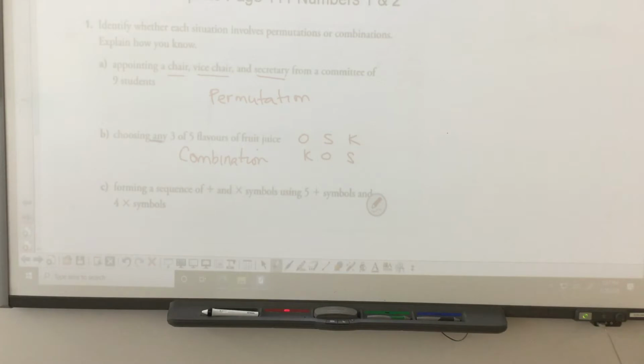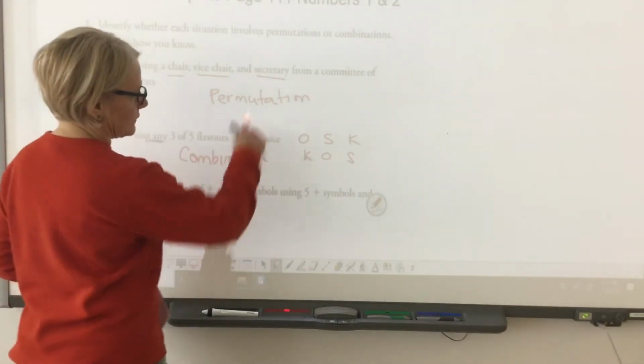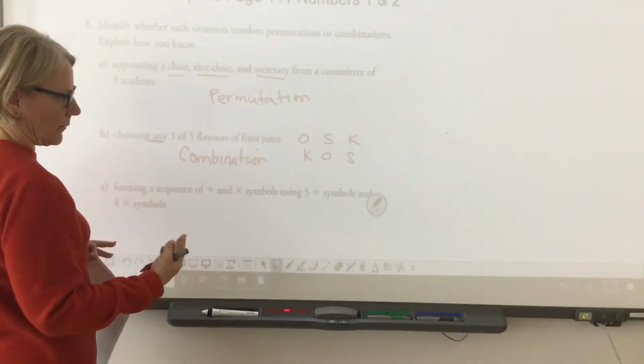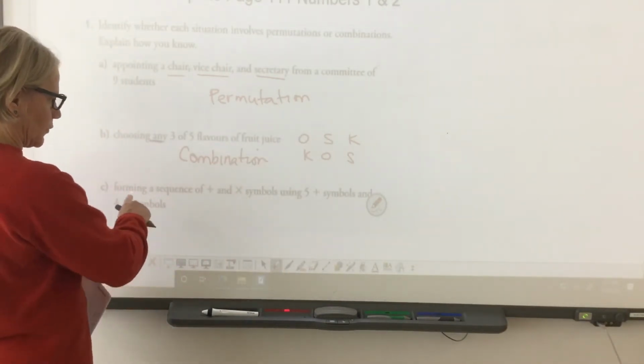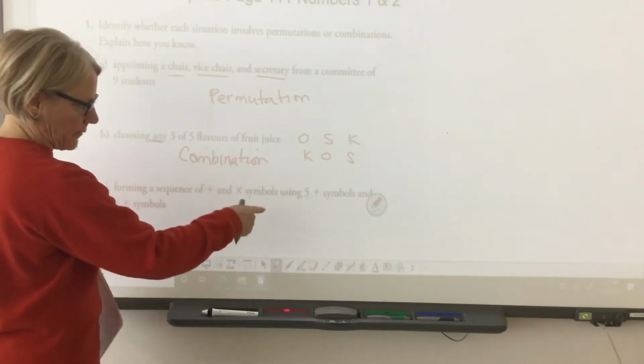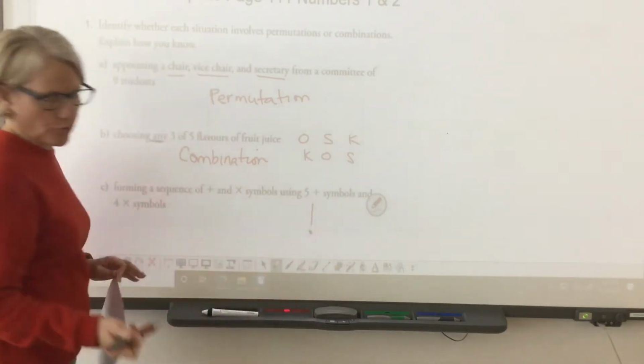And then forming a sequence of plus and cross symbols using 5 plus symbols and 4 cross symbols. This one, we're actually going to place all of them. So this one is neither a permutation nor a combination in specifics, but since we're forming a sequence of all of them, this is the factorial.